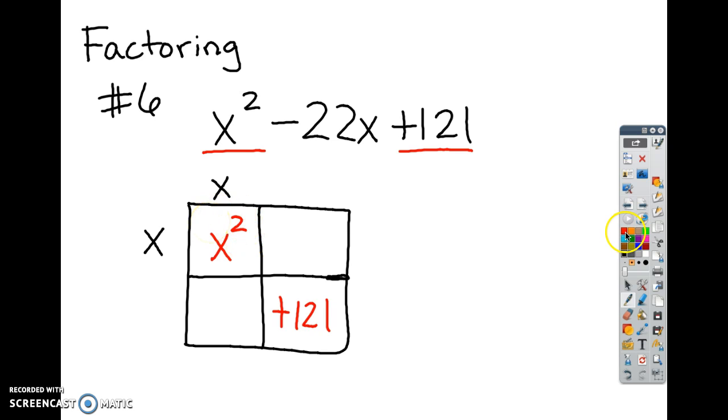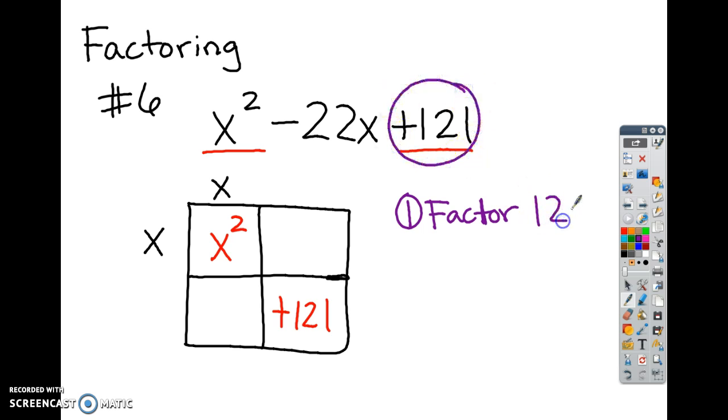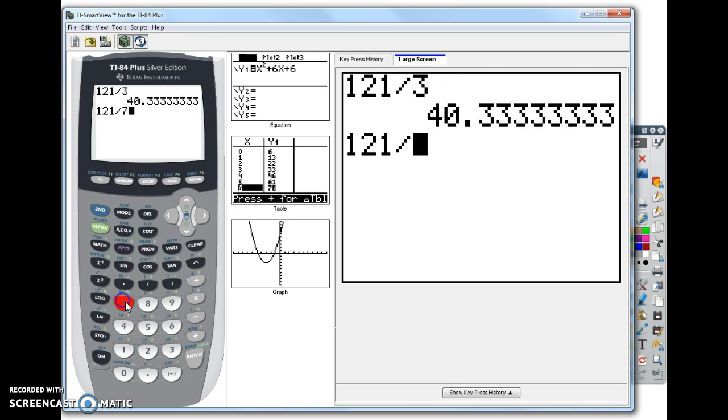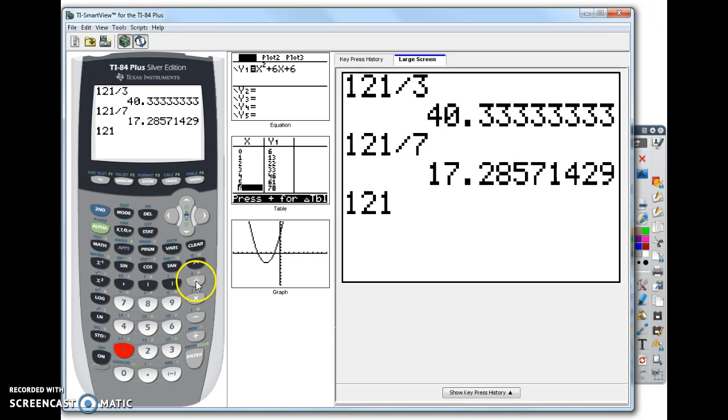Okay? So then you start asking yourself questions. First question is, factor the last term, which is 121. So I need factors of 121. 11 times 11, and also 1 times 121, right? I think that's all. You can always check using the calculator and just ask, what can 121 be divided by? Can it be divided by 3? No. Can 121 be divided by 7? No. Can 121 be divided by 11? 121 divided by 11, yes, it gives you 11.